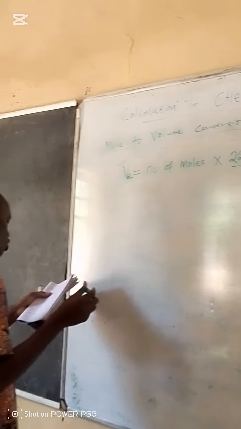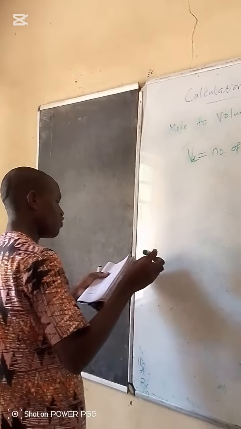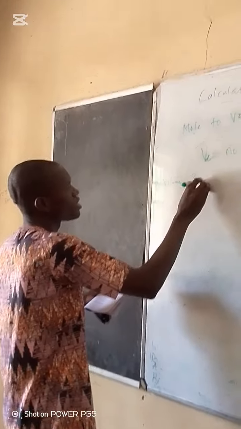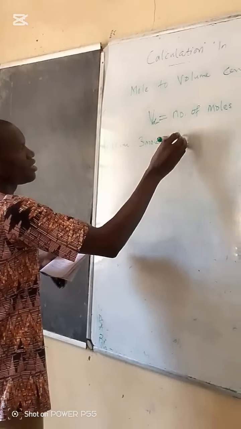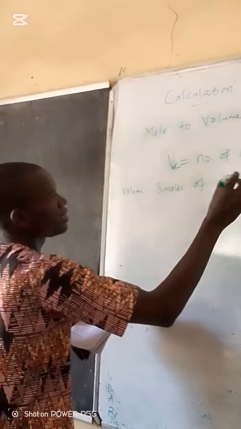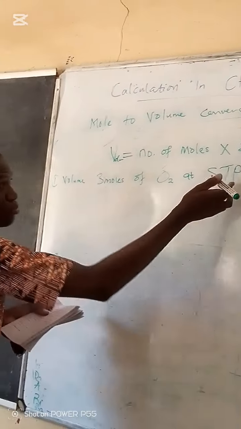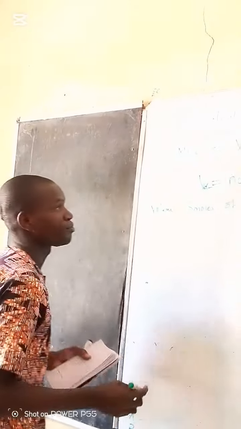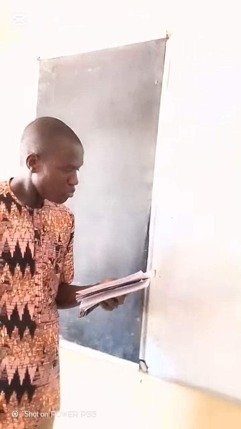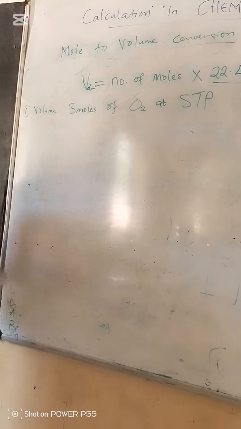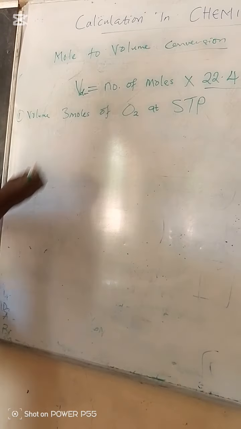They say find the volume occupied by 3 moles of oxygen at STP, standard temperature and pressure. I said this yesterday. This is the question now. Is this not too simple? Do I need to work this out, please? These are the kind of questions you would see. Very, very simple. Alright, so let's work it.